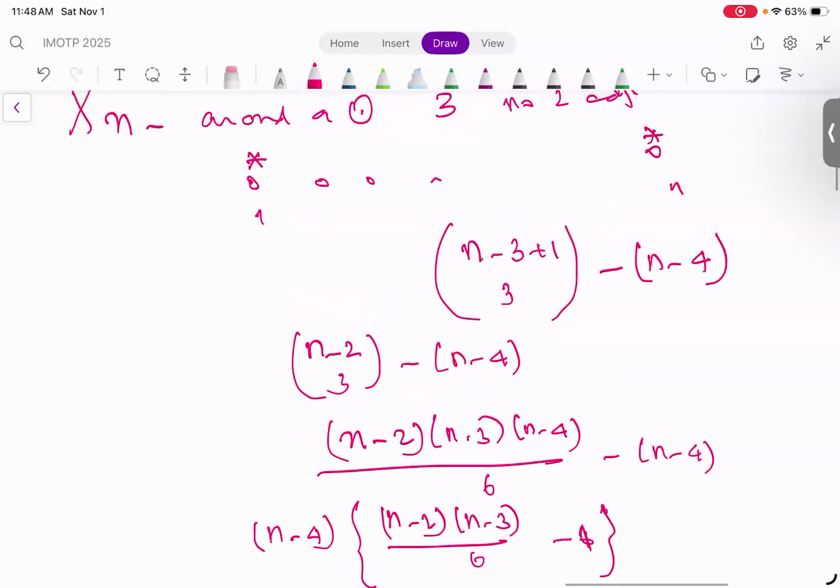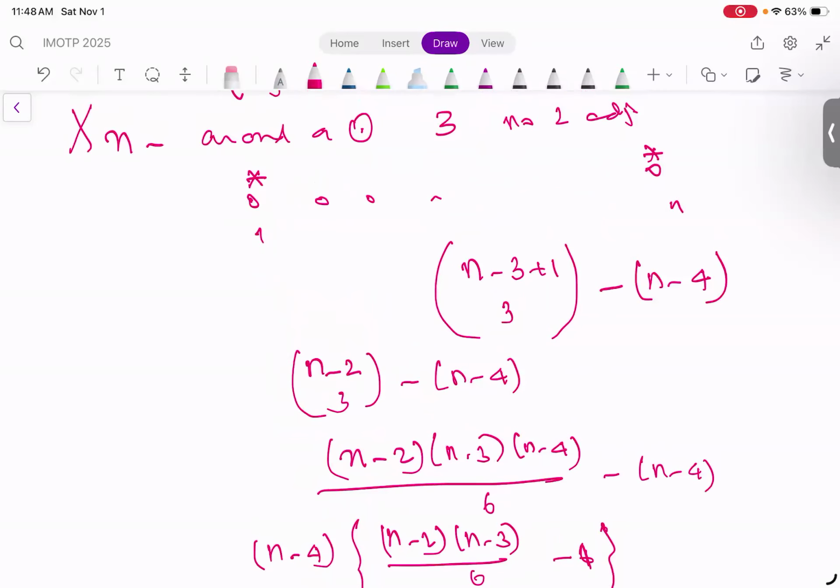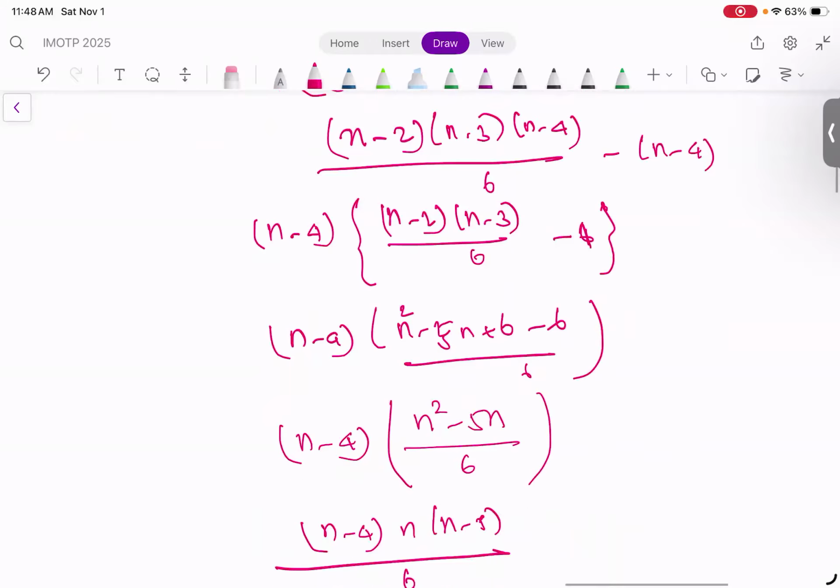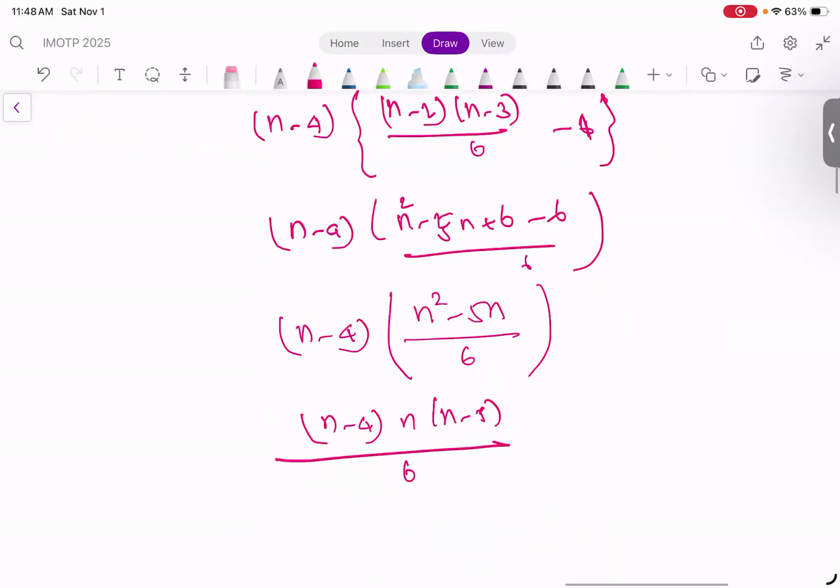There is some issue here. What's the problem? Could you go down, please? Yeah. Is this correct?